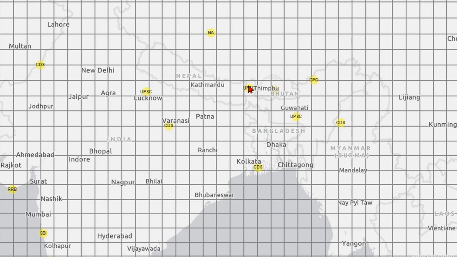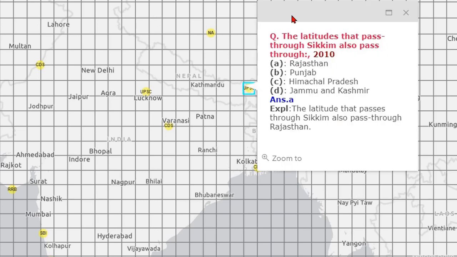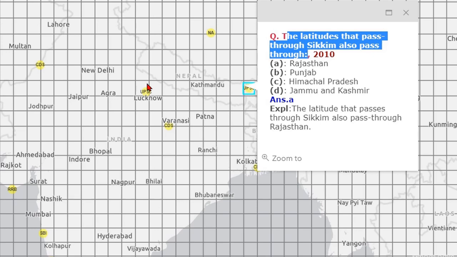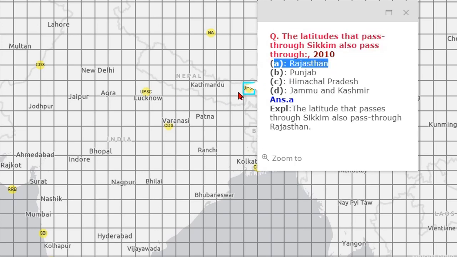Another very good MCQ is related to Sikkim. The latitude that passes through Sikkim also passes through Rajasthan, as you can see. So the answer is correct here. It is a very good MCQ. Why? Because we might think that Sikkim may be parallel to Jammu Kashmir or Himachal Pradesh or Uttarakhand, but you can see that the Himalayas form a curve. So Sikkim will come down, and the latitude will be parallel to Rajasthan here.